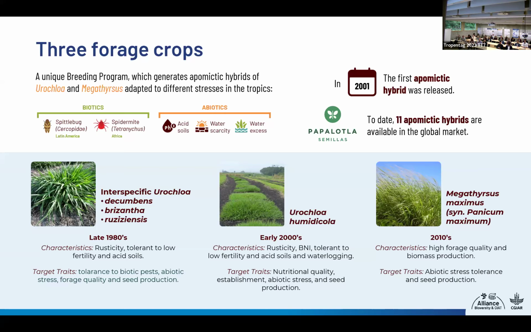The other program that we have is the Urochloa humidicola or Brachiaria humidicola program. This is a species that is more suited for the humid tropics. And the last one or newest program that we have is the Panicum maximum program. And Panicum is a species that is quite different from the Brachiarias because it's a high biomass crop, and also it's a little bit more suited for cut and carry systems.